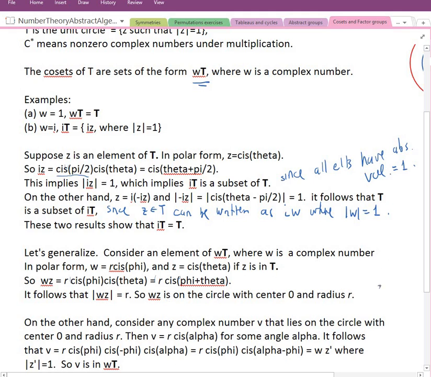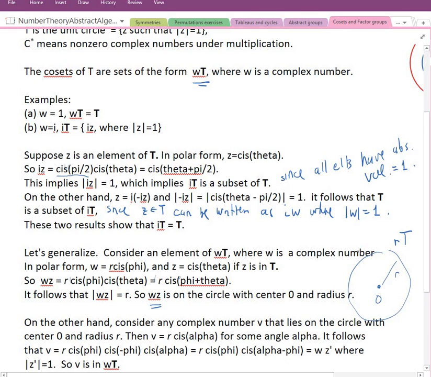So you have center 0, radius r this time. And it's somewhere on here. I don't know where, but I do know it's somewhere on this circle with radius r. Now I could also write this as RT, because if I take anything on the unit circle multiplied by r, I'm going to get something on this circle with radius r. So here I've shown that WZ, whenever Z is in T, is always on the circle with center 0, radius r.